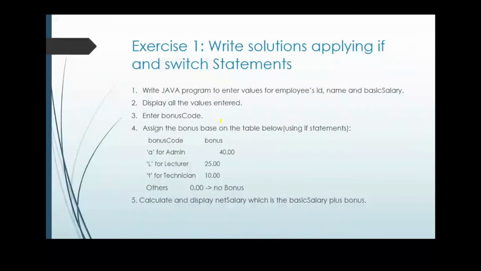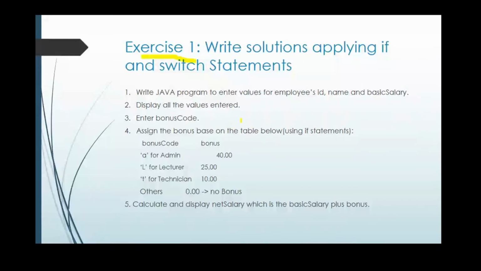Okay, so we have here our exercise that says create a Java program which will input ID number, name, and basic salary. Looks familiar? This is the same as your activity, right? You remember your activity 3? In your activity 3, you have entered ID, name, and basic salary. Now, after you enter that, you will display, and then you will enter also bonus code. In your previous code, you have entered integer values 1, 2, and 3.